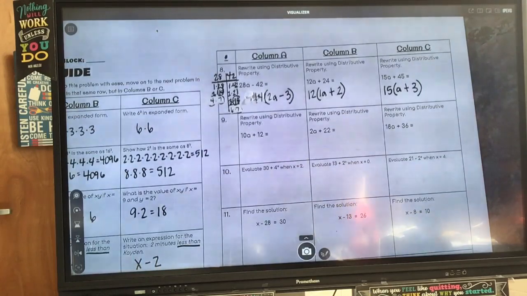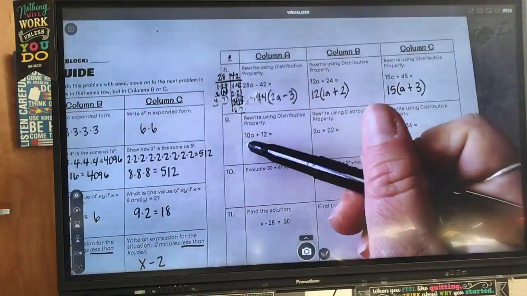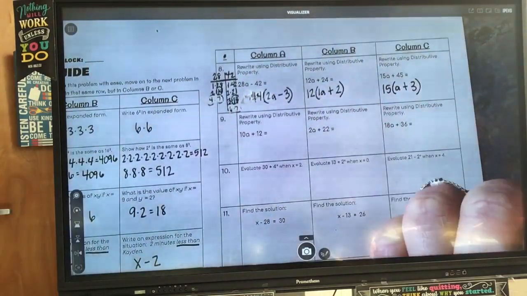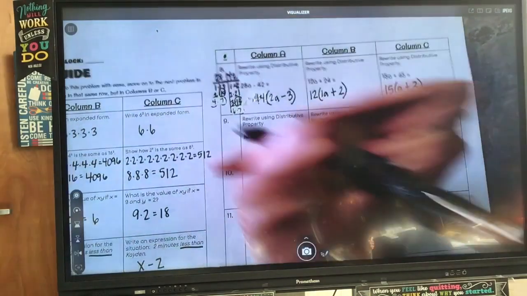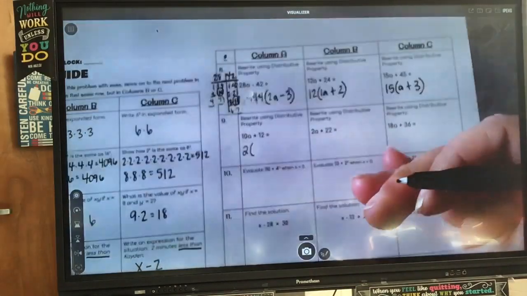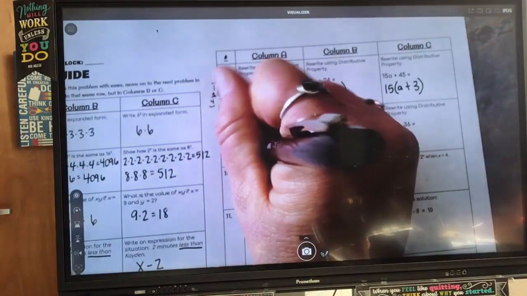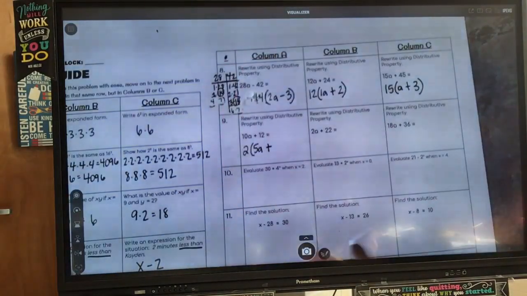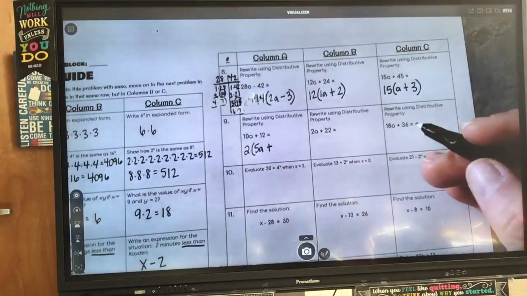Alright, Levi, what number did you put on the outside? It's okay, so then what number goes into both 10 and 12? 2. So 2 goes on the outside. So Levi, 2 times what gives you 10? So 5a goes there, plus 2 times what gives you 12? 6.